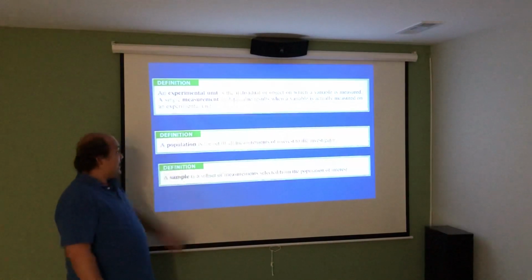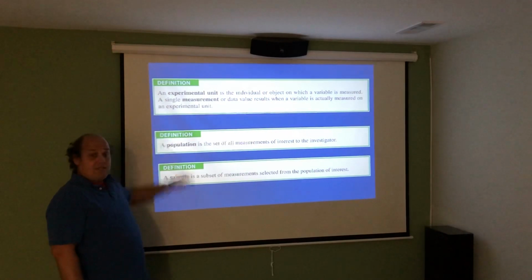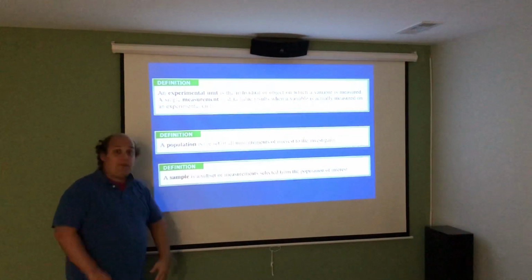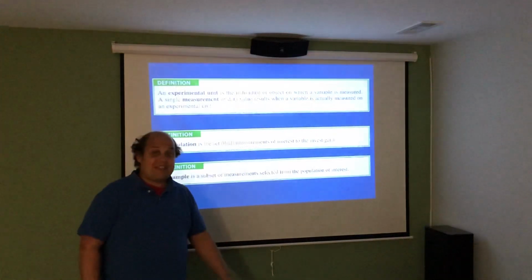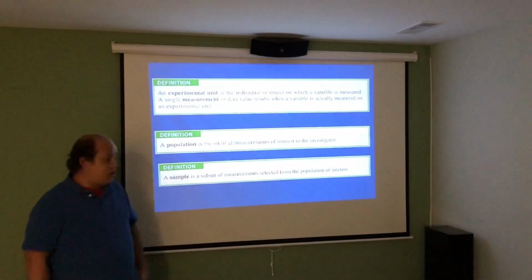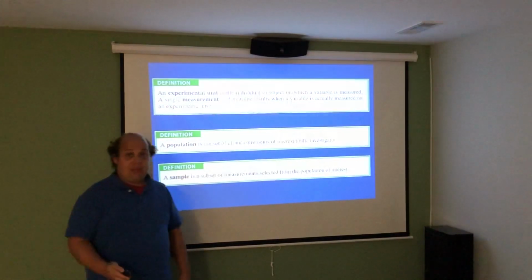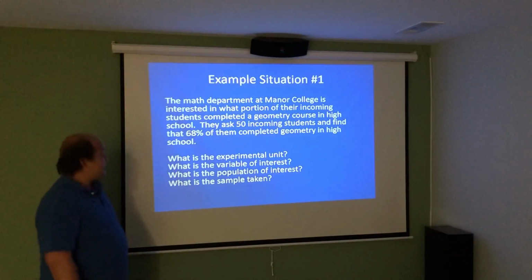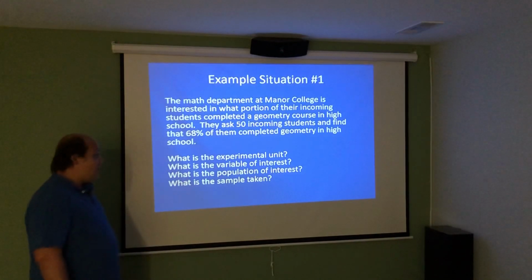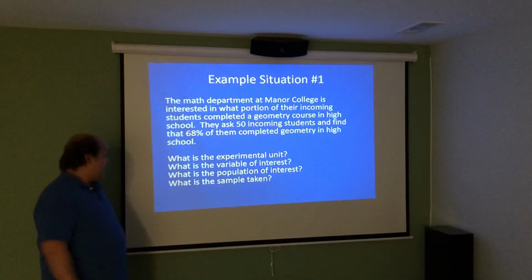But the key things I need you to take away from this slide: experimental unit, where I get one piece of data; population, everybody I would want to study if I could. Usually it's not feasible to study everyone because the group is too large, so instead we take a sample, which is a smaller part of that population of interest. I'm going to ask you to look at examples like this and pull out the experimental unit, the variable of interest, the population of interest, and the sample.